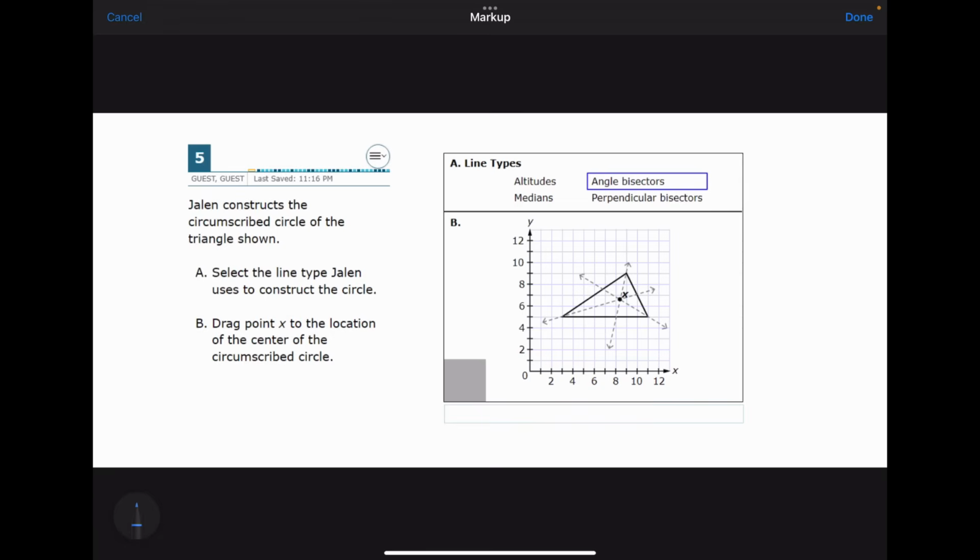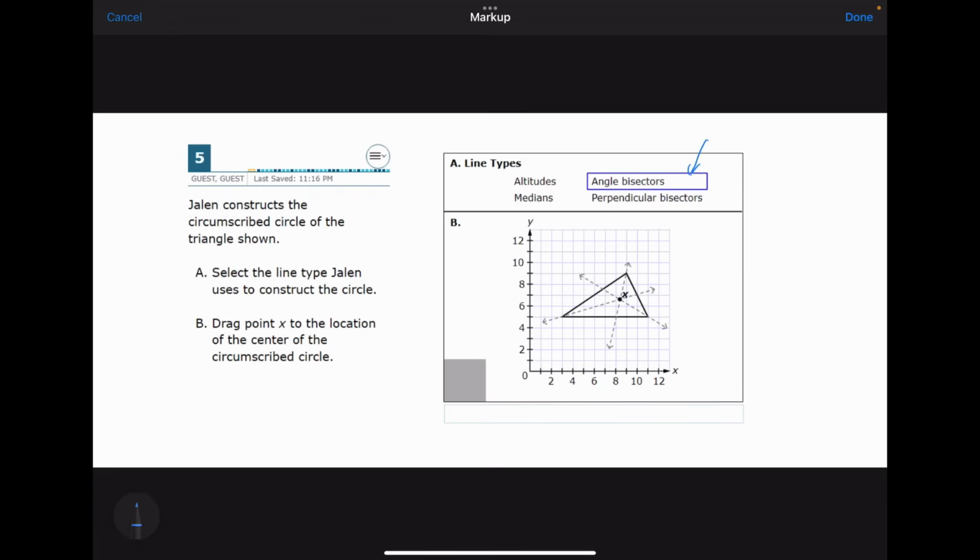We have Jalen here. He's constructing a circumscribed circle. And this is basically just a direct properties memorization question. I've already answered this, and we're just going to discuss it briefly. Select the line type that Jalen uses to construct the circle. You just have to know that if you're constructing a circle that is specifically circumscribed inside of a triangle like this, you are going to use angle bisectors.